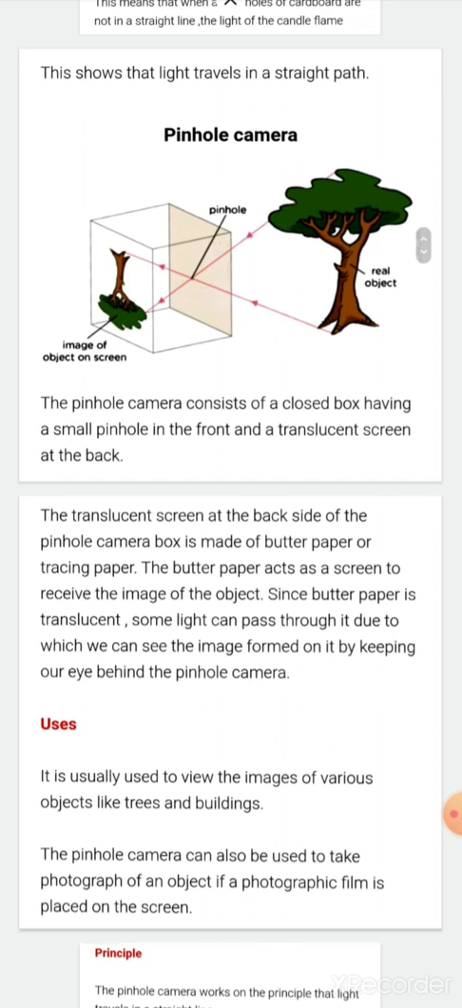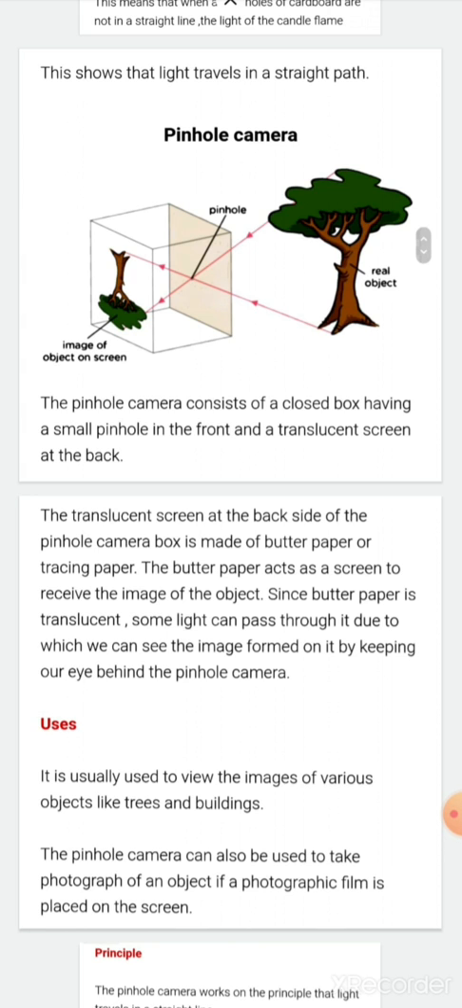The translucent screen at the back of the pinhole camera box is made up of butter paper or some tracing paper, and butter paper or tracing paper acts as a screen to receive the image of the object. Since butter paper is translucent, some light can pass through it, due to which we can see the image formed on it by keeping our eye behind the pinhole camera.